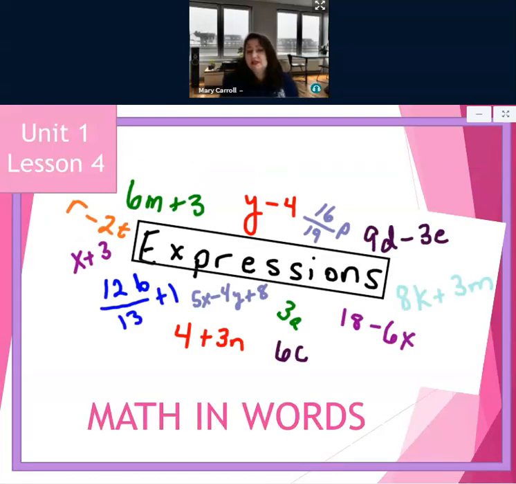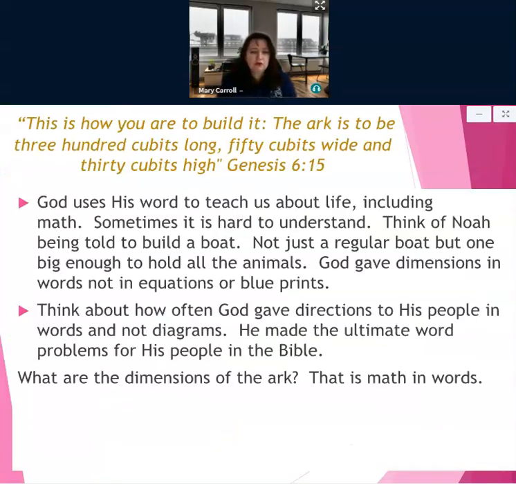Okay, so we're going to be doing expressions, and we're going to talk about words in math. When you're thinking about words, this is how you are to build it. The ark is to be 100 cubits long, 50 cubits wide, and 30 cubits high. Genesis 6:15. How many of you like word problems? Come on, raise your hand. All right, most of you are going to say, not really, Mrs. Carroll. But guess what? The Bible is full of word problems.